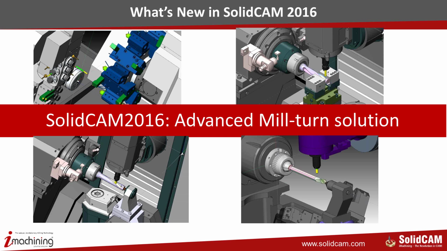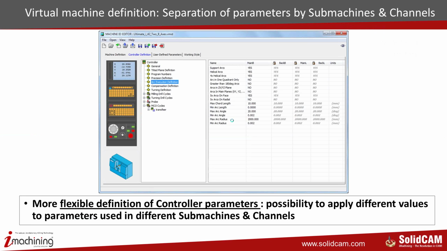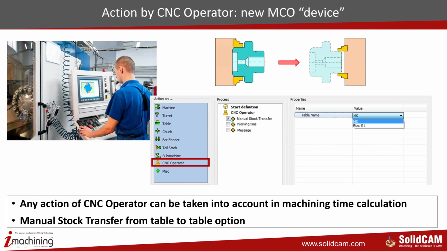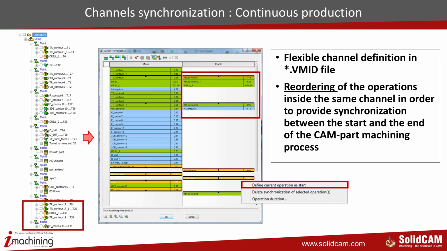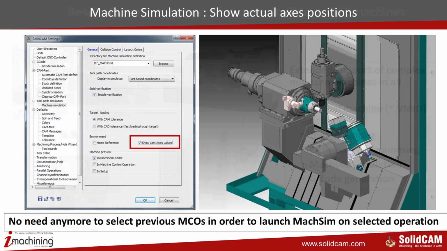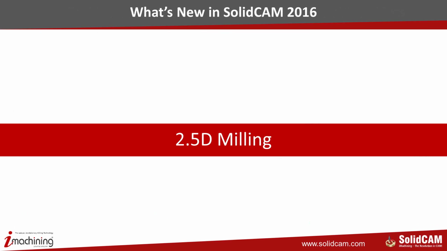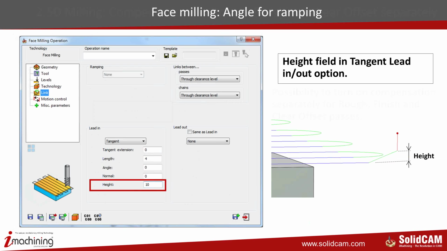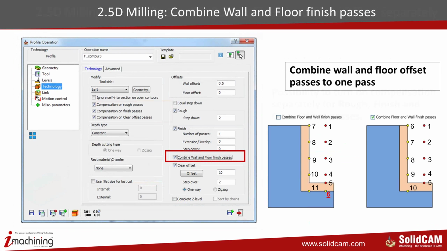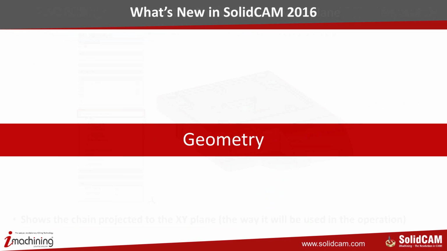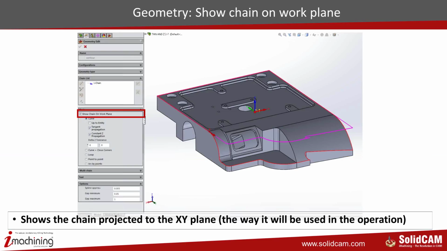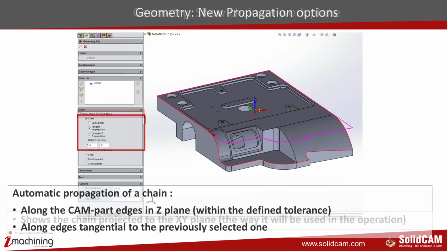Basically, the most important thing in 2016, as you know, is the advanced mill-turn solution. So we have all the information about the advances in our mill-turn, and also, obviously, there are also advances in the other technologies, 2.5D milling, in the definition of the geometry, very powerful new options.